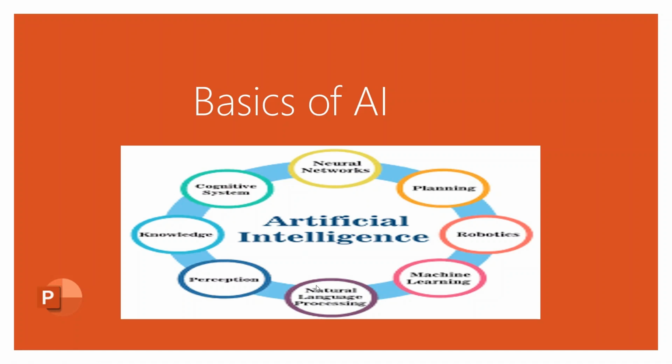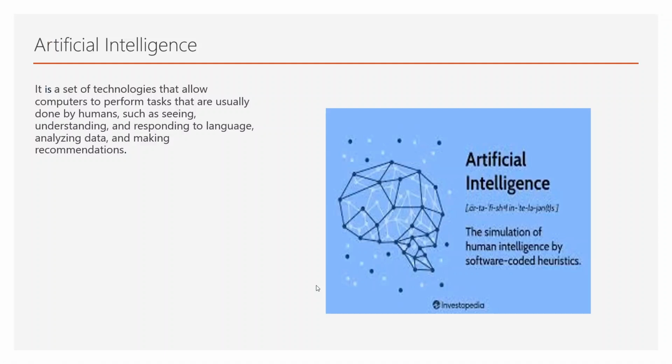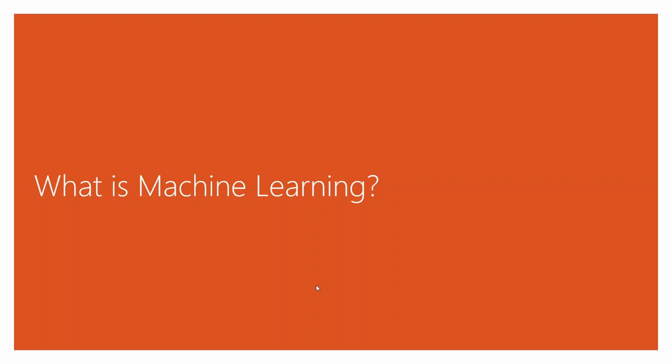Now, let us start with the very basic question. What is artificial intelligence? What is AI? Now, AI is the entire field of study. It is a set of technologies that allow the computer to perform tasks which are usually done by humans. So the machine will do the human task. Now, let us go ahead.